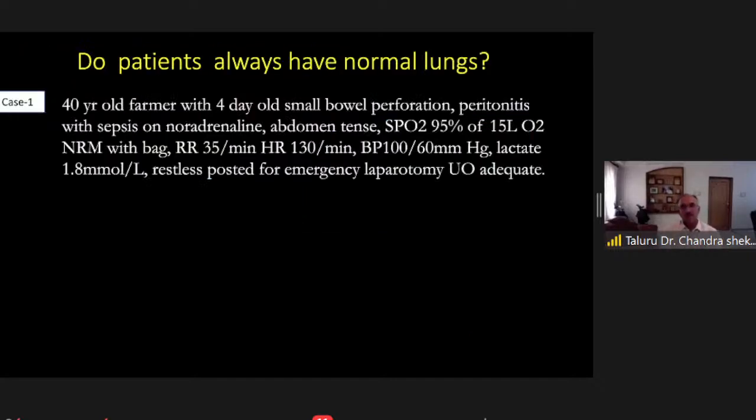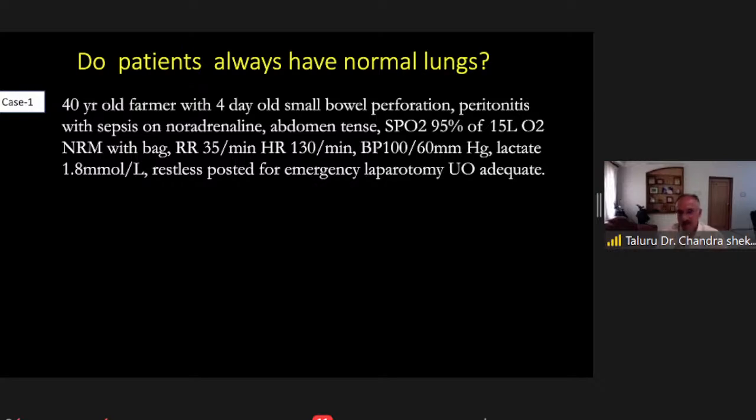So the question is, do all our patients have normal lungs? Look at here, a 40-year-old guy with a 4-day-old perforation peritonitis, already requiring 50 liters of oxygen on a non-rebreathing mask. His saturations are 95, he's getting almost 100% FiO2. And if you look at the SpO2 to FiO2 ratio, it almost lands in severe ARDS. His respiratory rate is high. He's restless, posted for emergency laparotomy, urine output is adequate. So do you think that ventilating this guy with a high tidal volume, low PEEP would do?